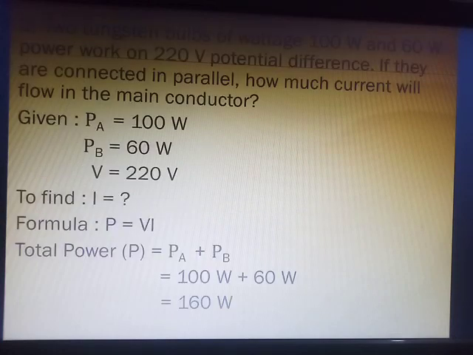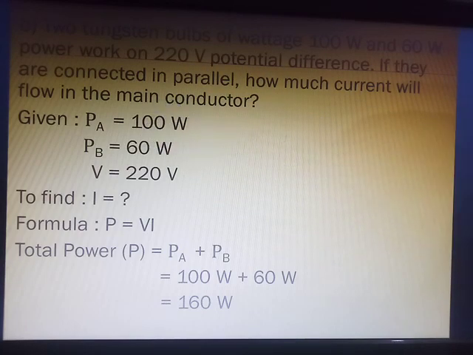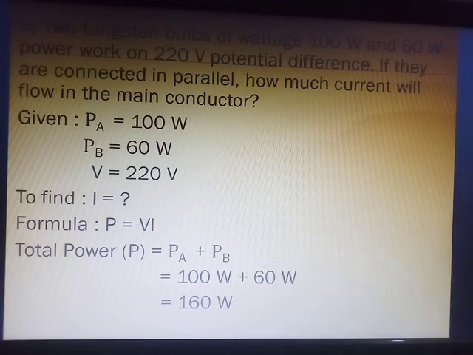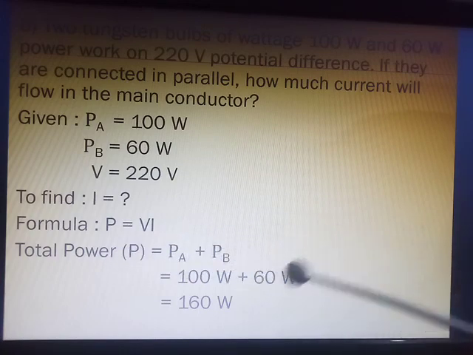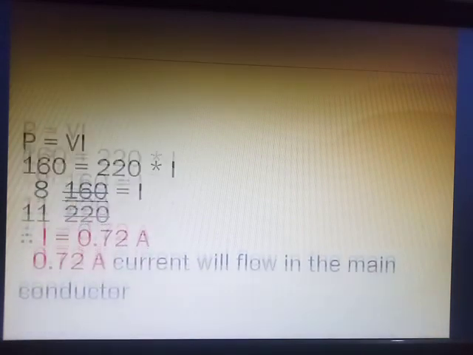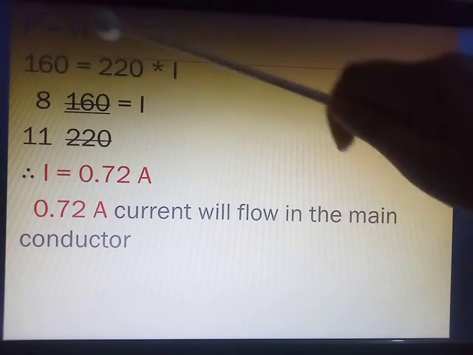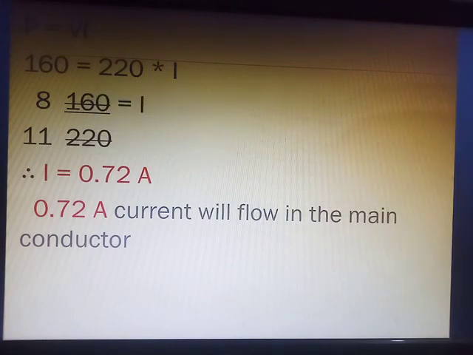Just we will go to the previous page. Powers of both the bulbs are given. You will write down both the powers. Voltage you will copy down. You have to find current. Formula used will be P is equal to voltage multiplied by current. Total power you will calculate. Power of both the bulbs 160 watts. You are going to substitute in the formula P is equal to V multiplied by I. Power is 160, voltage is 220. So I is equal to 160 divided by 220. You will get 0.72 ampere current will flow in the main conductor.